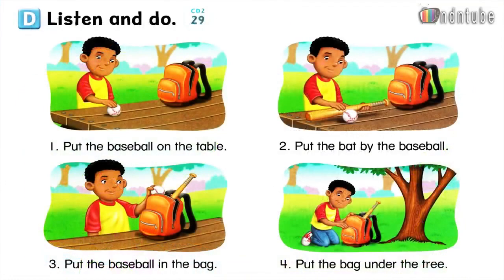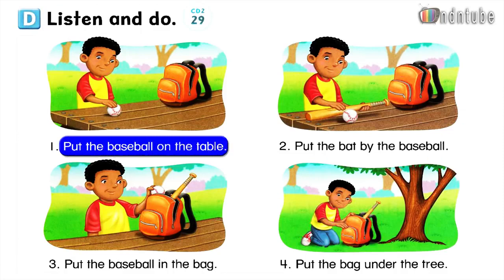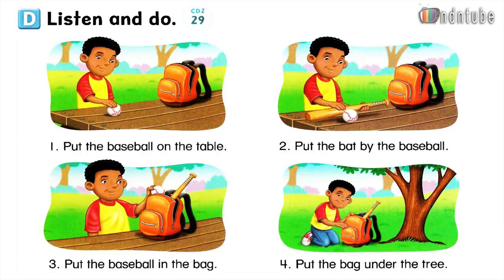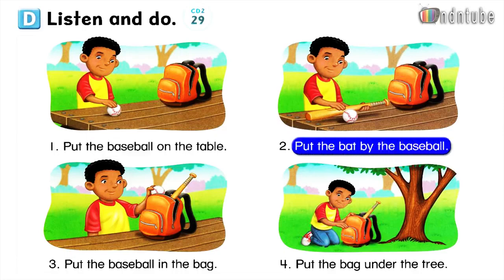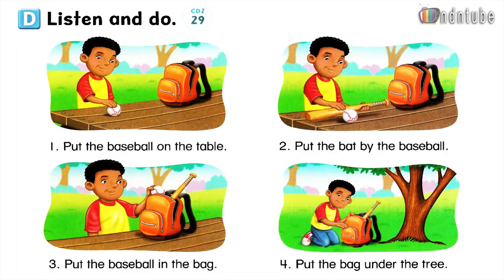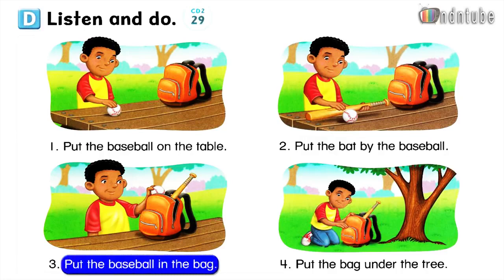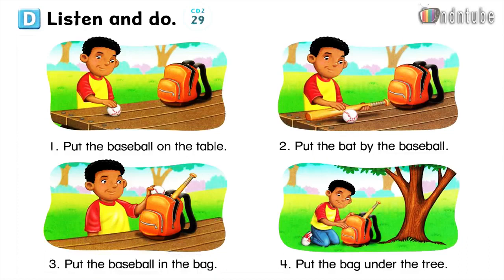Page 53. D. Listen and do. Number 1. Put the baseball on the table. Number 2. Put the bat by the baseball. Number 3. Put the baseball in the bag. Number 4. Put the bag under the tree.